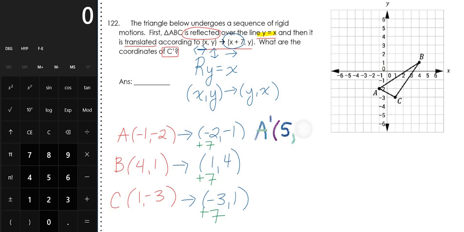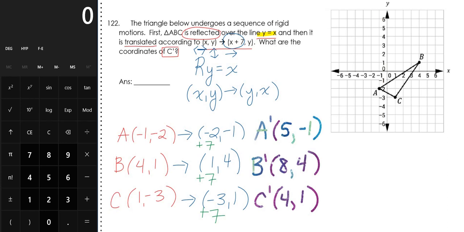Negative 1 is your y value. That shouldn't change. B prime becomes 1 plus 7, which is 8, and then 4 doesn't change. And lastly, C prime: negative 3 plus 7 is 4, and then 1. The question here was just to get the coordinates of C prime. I got all of them because we need the practice, but all they wanted was C prime. So your final answer is going to be 4, 1.